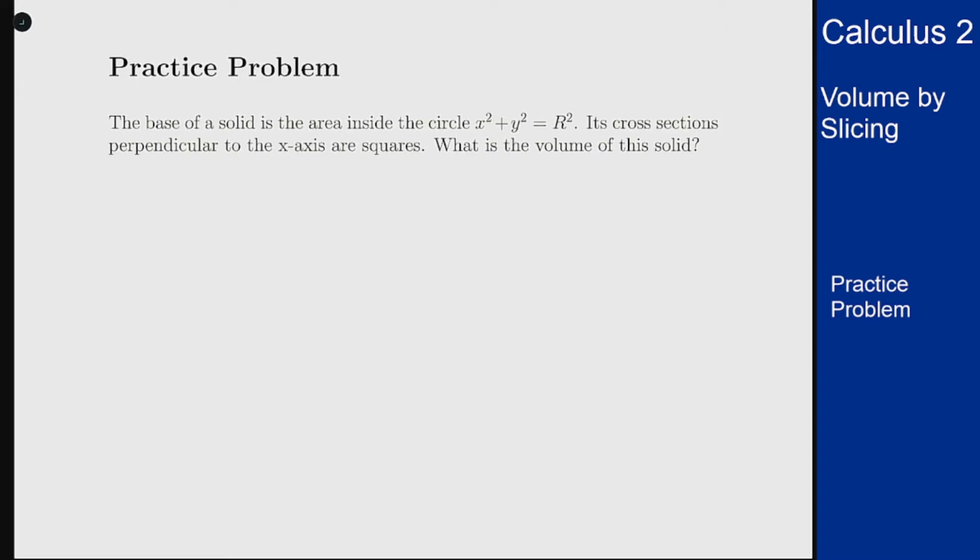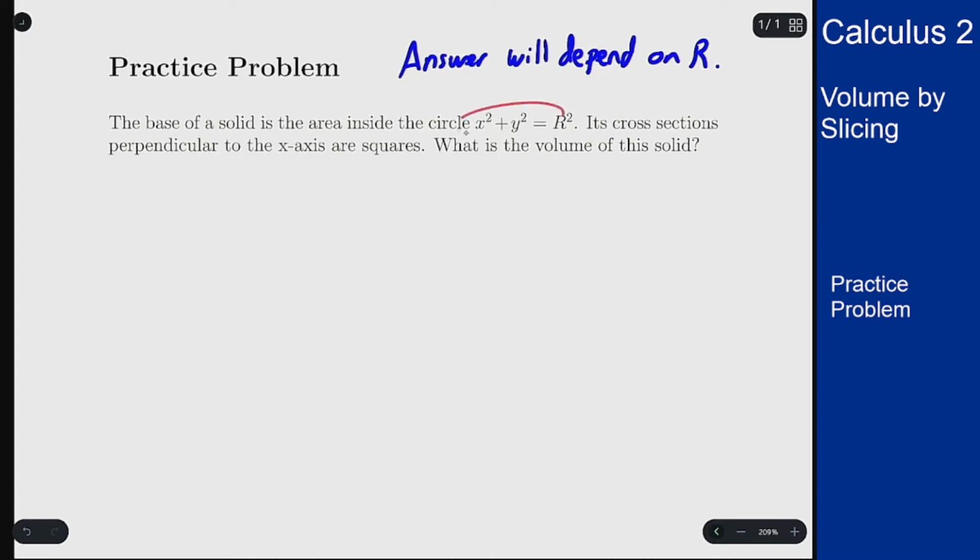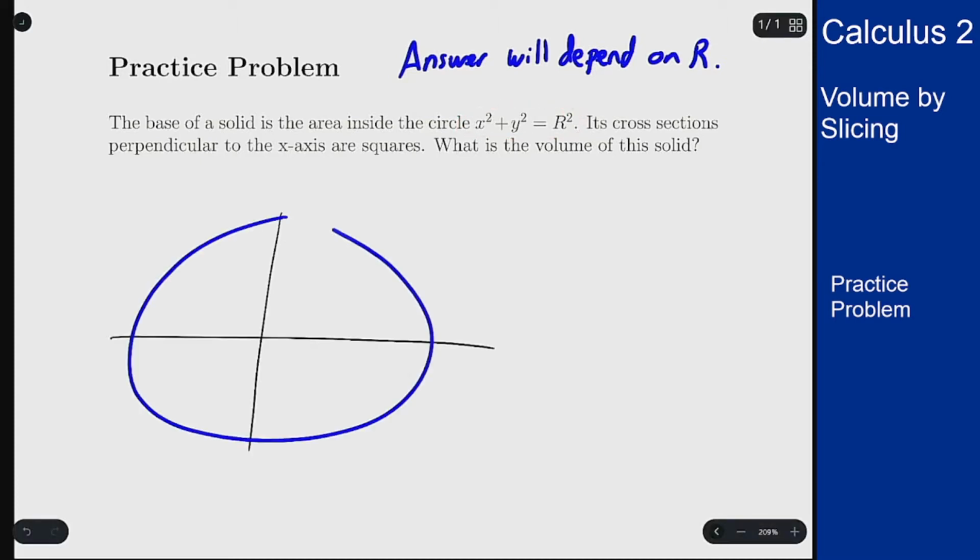In this case, the problem all depends on this value of r, so the answer we get will also depend on r. So to start, let's draw out this region. This is just the circle of radius r centered at the origin, which means we know that this point here is at (r, 0), and this is at (minus r, 0).